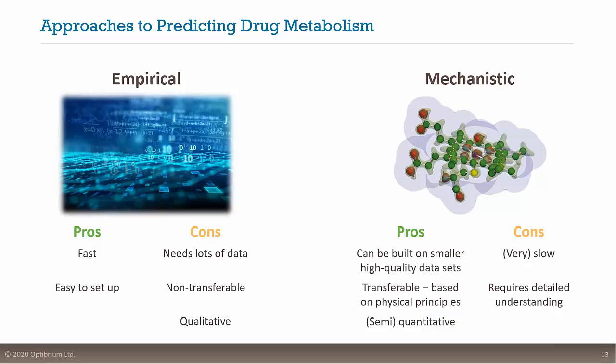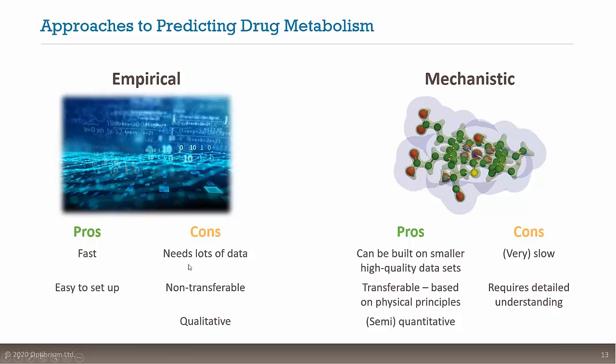And there are different pros and cons of these methods. In terms of the empirical methods, the pros are that they're relatively fast to build, and in particular, they're very, very fast to run on a new compound. The cost of the calculations is very low. They're also fairly easy to set up. There are lots of different machine learning methods, and building a model is relatively straightforward if you know what you're doing.